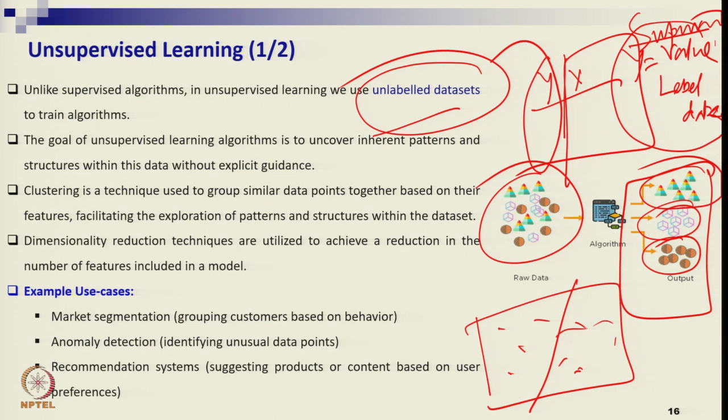How many people fall under this category? How many people are buying more products? How many people are buying fewer products but with high volume? How many people are regular buyers? All these classifications can be done. Right? This is the advantage of unsupervised learning.